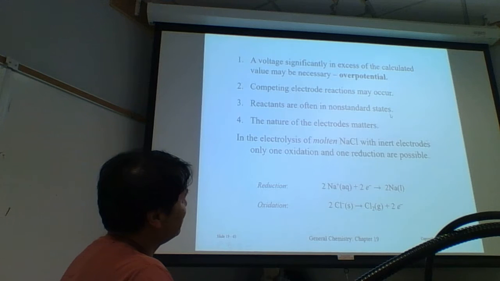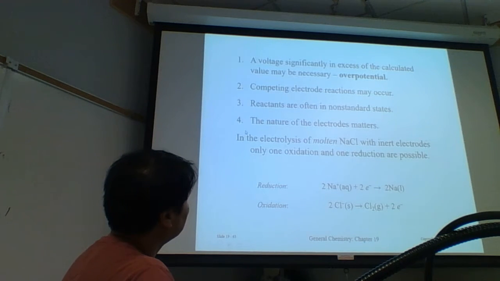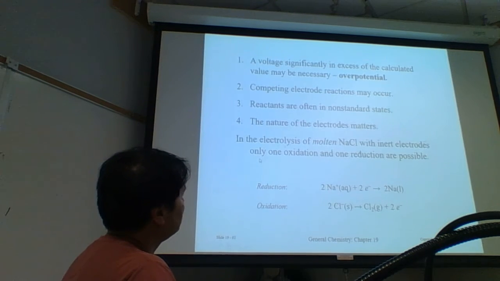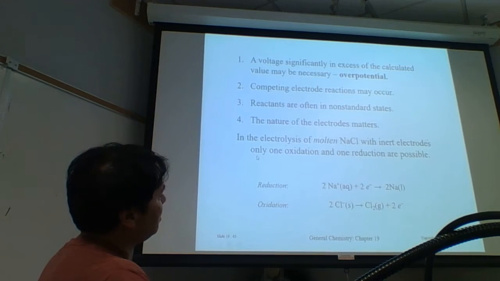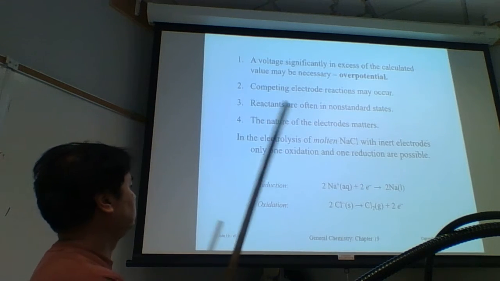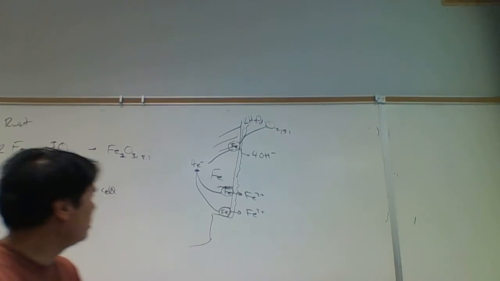Reactants are often in non-standard states, so we have to use the Nernst equation. The nature of the electrodes matters. It matters for everything. And so that was recharging a cell here, but a lot of electrolysis involves generating reactive chemicals, like sodium metal and chlorine gas. And so we could set up an electrolysis cell here.